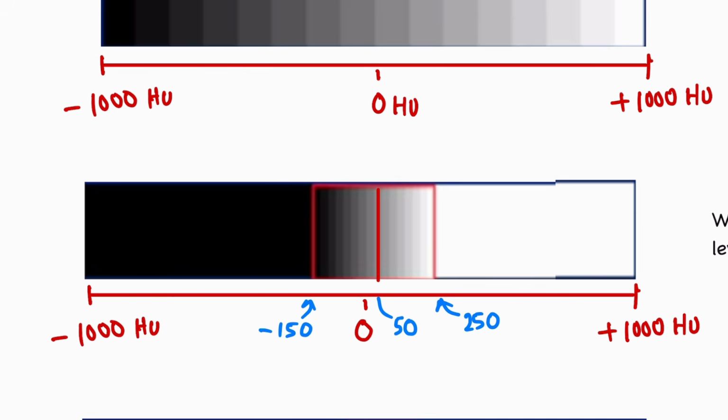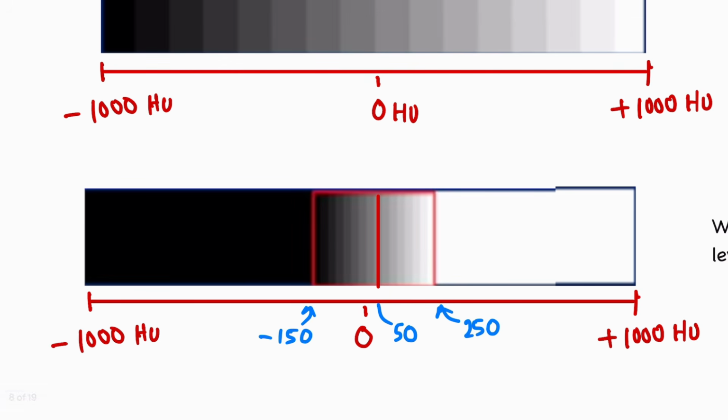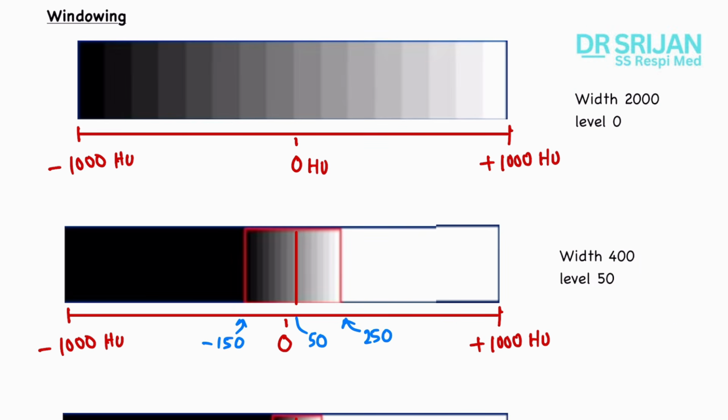So this concept is known as windowing. Basically, here are two things: a central point or a level at which the window is centered, and the total width of the window. See, minus 150 to plus 250. What will be the width? Minus 150 to 0 is 150, and plus 250, that comes to around 400. So the width of the window is 400. And at what level is it, or what is it centered at? It is centered at plus 50 Hounsfield unit.